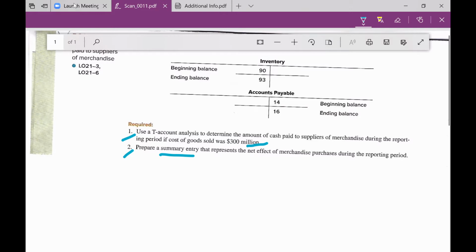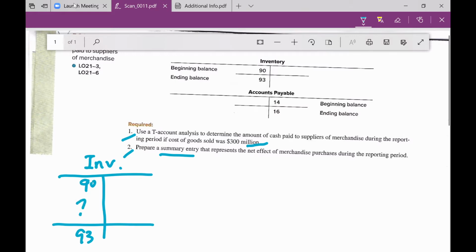First thing you want to look at is the inventory account. Let me rewrite this inventory account. It was 90, and by the end of the year it's 93. You want to figure out the total purchase of those inventories. To do that, look at this T account for inventory. When you purchase inventory, you debit inventory.